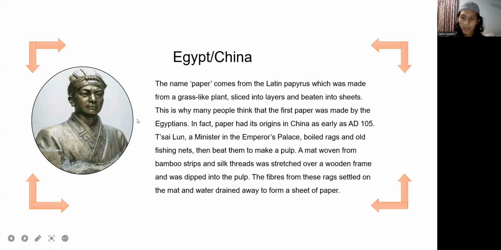He boiled and beat old fishing nets to make a pulp. A mat woven from bamboo strips and silk strips was stretched over a wooden frame and was dipped into the pulp. The fiber from this pulp settled on the mat and the water drained away to form a sheet of paper.